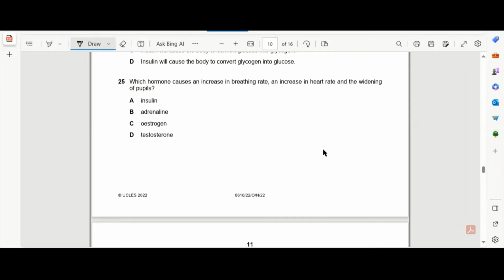25. Which hormone causes an increase in breathing rate, an increase in heart rate, and the widening of pupils? This is very common, adrenaline, and this creates a fight or flight response, as you know. This increases the breathing rate, increases heart rate, and also the pupils are widened.